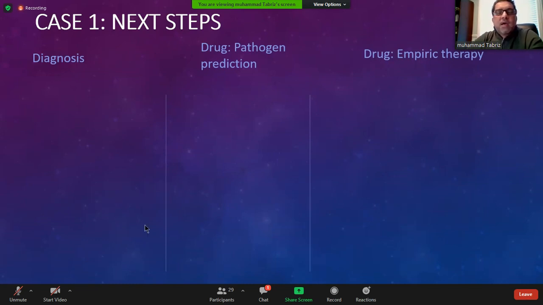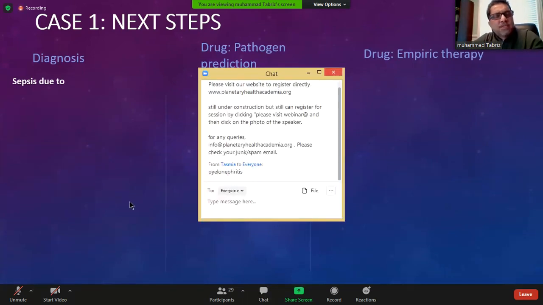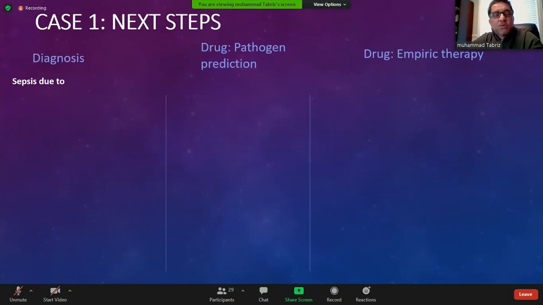To simplify my thought process, first of all, I say, okay, this patient probably has sepsis, right? And then second thing is, what is the cause of this sepsis? What is the source of infection? That's what most of you are answering, which is good.